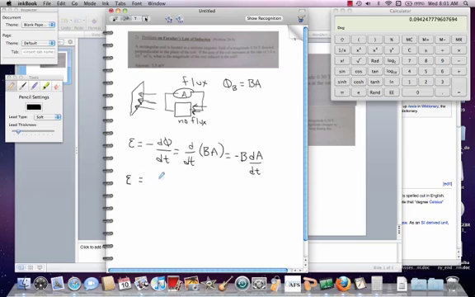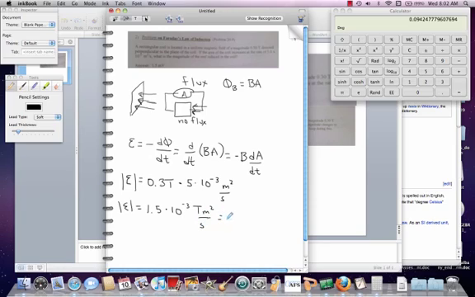E is equal to, and again, for now, I'm just going to do the magnitude, so I'm not going to worry about that negative sign. My B is going to be 0.3 Tesla times the rate of change of area, so 5 times 10 to the minus 3 meters squared per second. Let's look at the units, but let's finish this first. So E is going to equal 0.3 times 5, which is 1.5, so 1.5 times 10 to the minus 3 Tesla times meter squared per second.